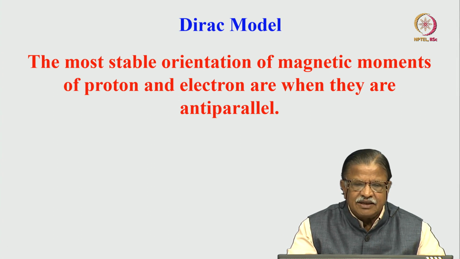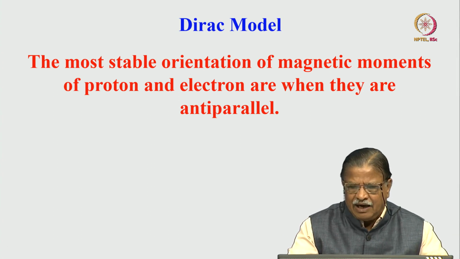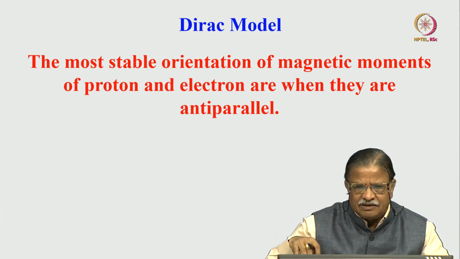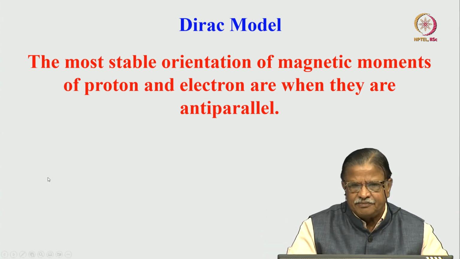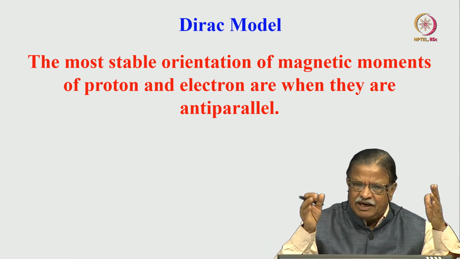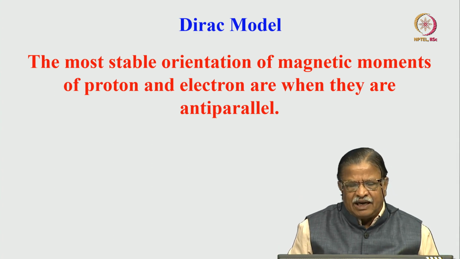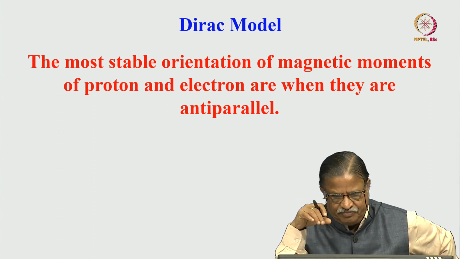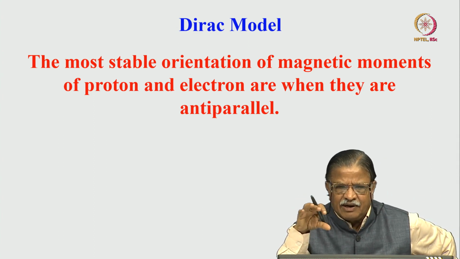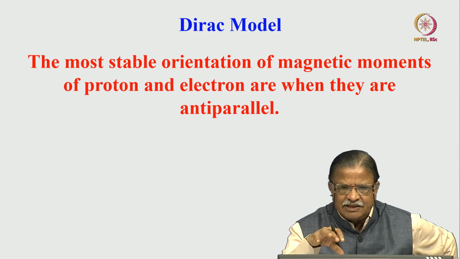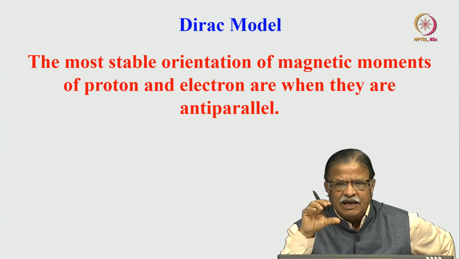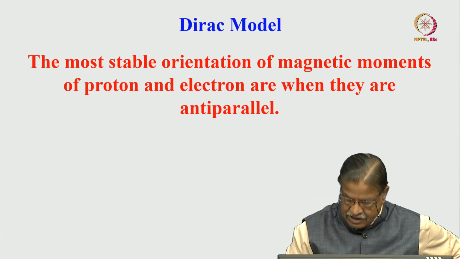If I consider protons, let us say a CH bond. Carbon has a nuclear spin surrounded by electrons. Proton has a nucleus surrounded by electrons and there is an intervening covalent bond. And the most stable orientation of the magnetic moments of the nuclear spin and the electron in a given molecule, consider the carbon atom or a proton hydrogen, the most stable orientation for nuclear spin and the electron spin is when they are anti-parallel to each other. When they are oriented anti-parallel, it is a stable state. This is how it is.